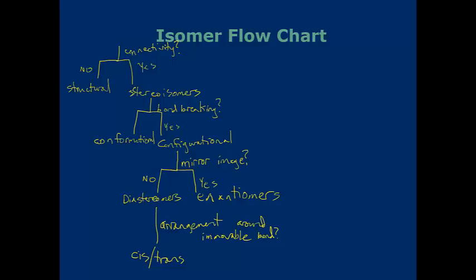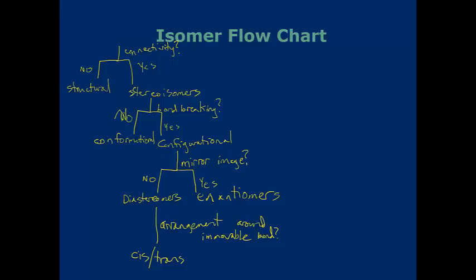There's a flowchart for how to classify isomers. So from the top, we have isomers. Do they have the same connectivity? No, they're structural. If yes, they're stereoisomers. Do they require bond breaking? If not, then they're conformational. If yes, they're configurational.